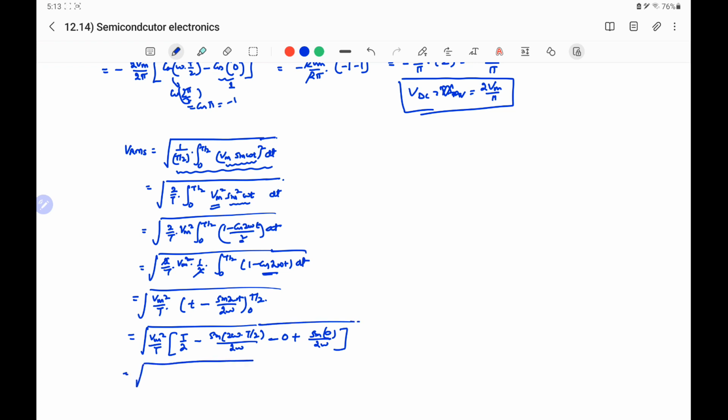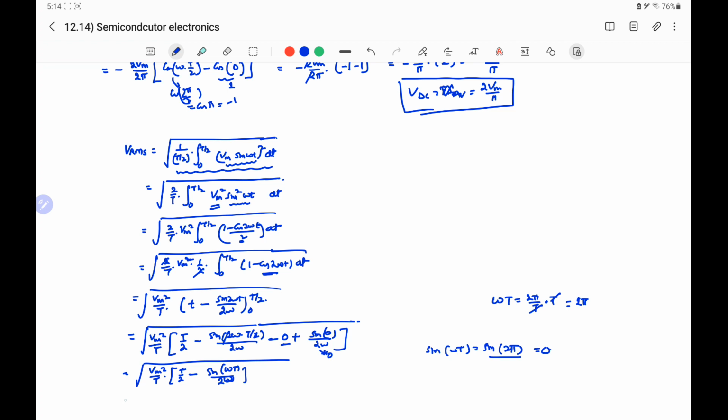This will be equal to the square root of Vm square by T by 2 minus. This value is 0, sine 0 is 0, so this also has 0. Here 2 and 2 get cancelled, so remaining is sine omega T by 2 omega. This sine omega T is also 0 because it will be equal to sine 2 pi. We know omega T will have the value 2 pi by capital T, this is the omega multiplied by T. T and T get cancelled, so remaining is 2 pi. This sine 2 pi will have value 0.